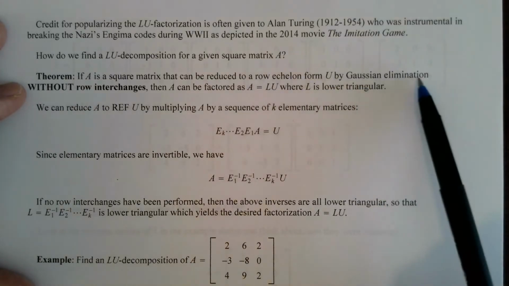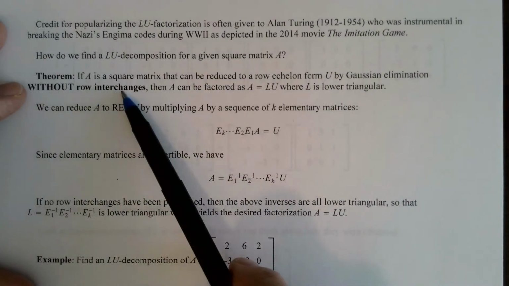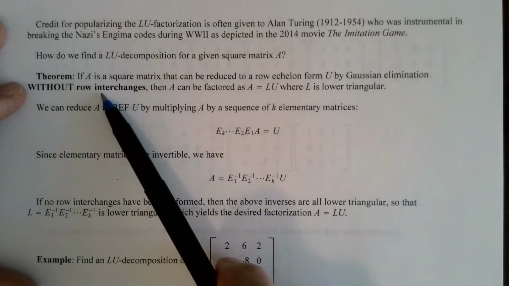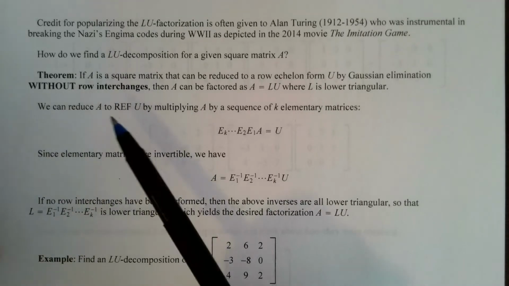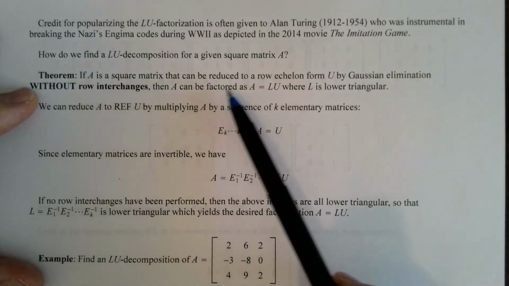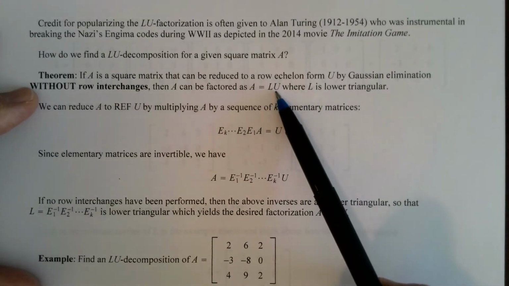And using Gaussian elimination without row interchanges. I don't have to do any row interchanges. If I can reduce it to a row echelon form without row interchanges, in other words, just multiplying one row by a non-zero constant, adding a multiple of one row to another, if I only do those two operations, then A can be factored into an LU decomposition.